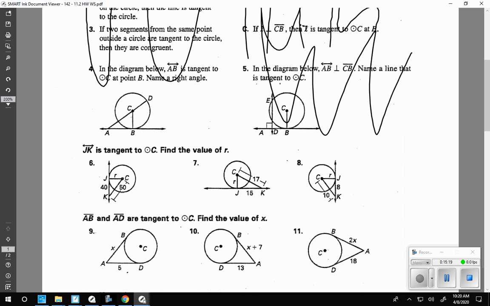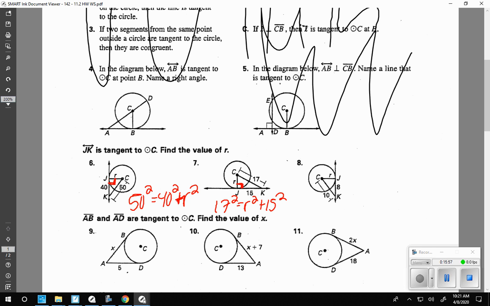JK is tangent to line C. Find the value of R. If they're tangent, that means that the radius and the line of tangency make a 90-degree angle. So therefore, you just have to correctly identify the hypotenuse. Hypotenuse squared equals leg squared plus leg squared. Then you can solve for R. Same thing here. Radius and the tangent line are going to make a 90-degree angle. So hypotenuse squared equals leg squared plus leg squared.